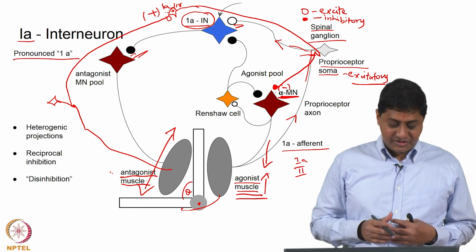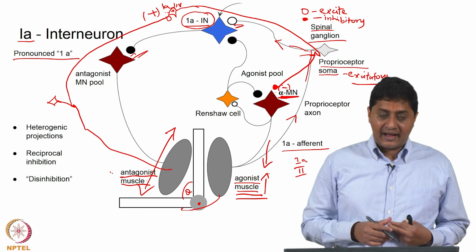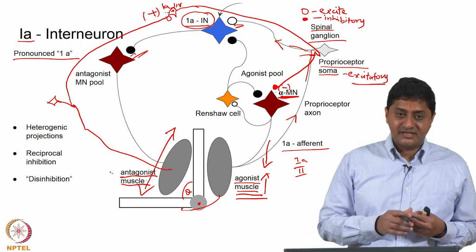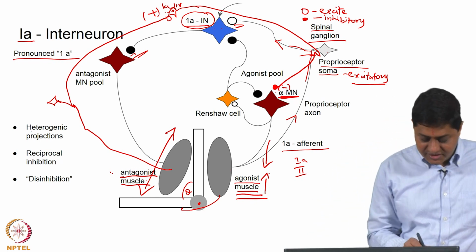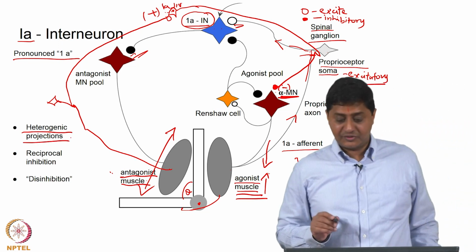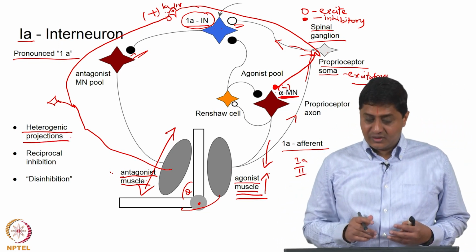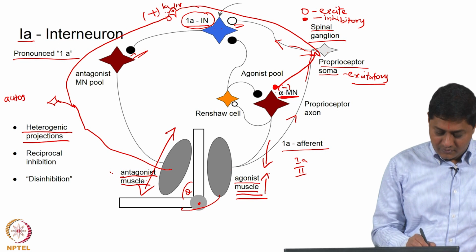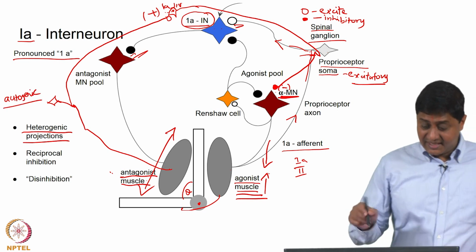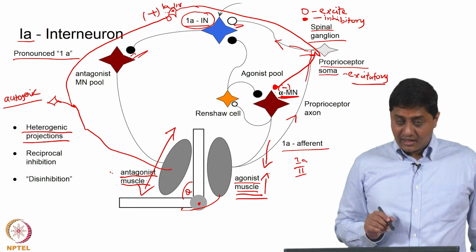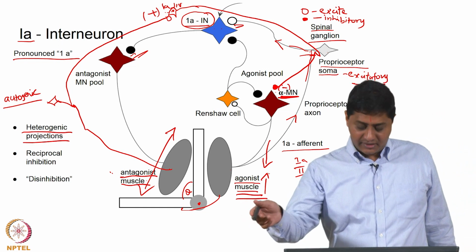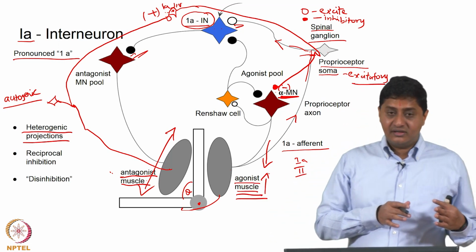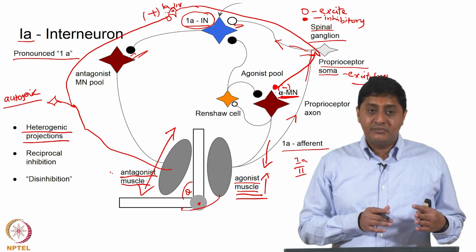Projections that go to the other muscle, or afferent projections that go to neurons that innervate other muscles, are called heterogenic projections. Those projections that go to the neurons innervating the same muscle are called autogenic projections. Okay. In this case, these projections are heterogenic, and when the agonist muscle is getting contracted, the antagonist will inhibit the agonist motor neuronal pool. When the antagonist muscle is getting contracted, the agonist will inhibit the motor neuronal pool of the antagonist.